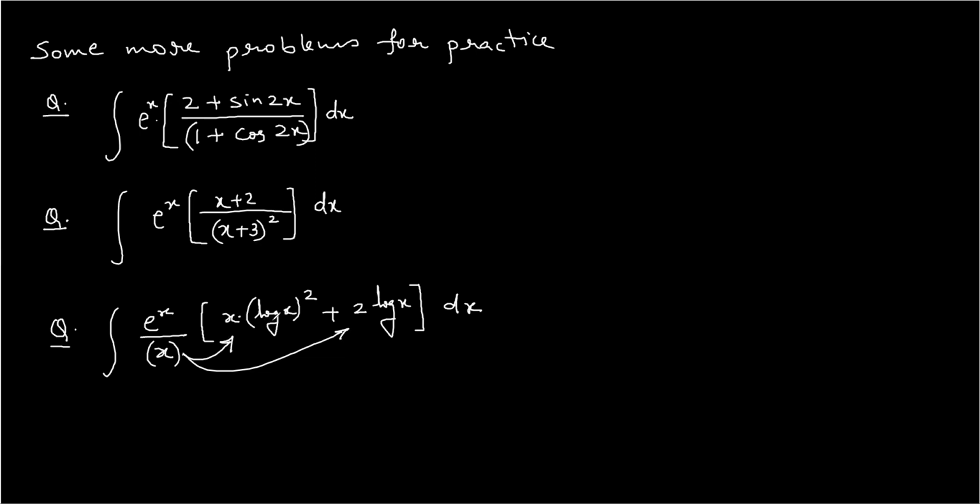Now when you differentiate log x the whole square, you will find that d by dx of log x the whole square is 2 log x into d by dx of log x, which is 1 upon x. So that way you will be able to solve this.